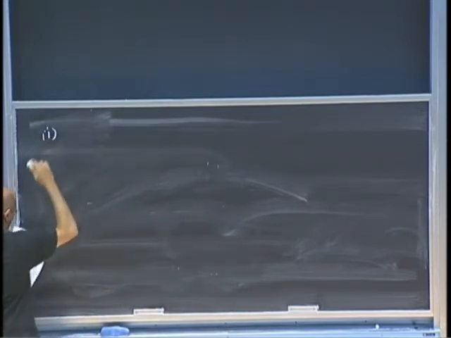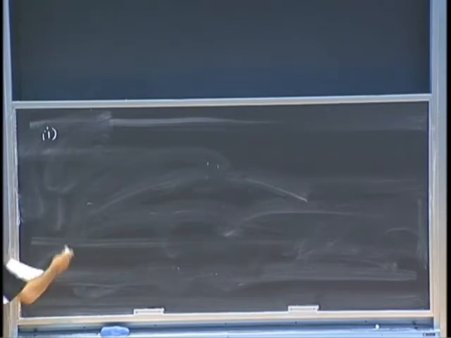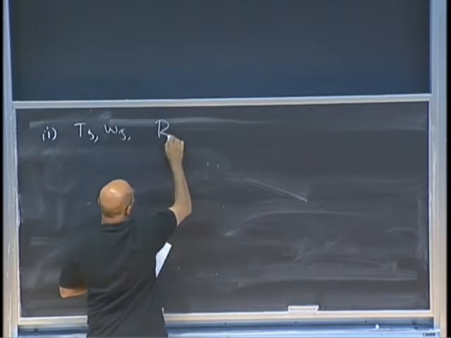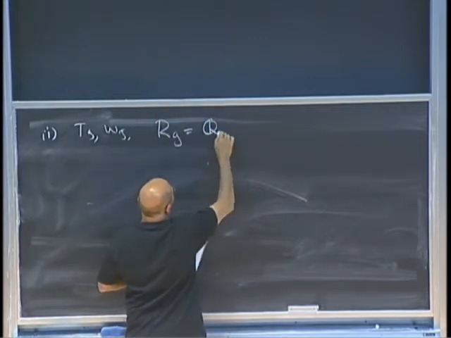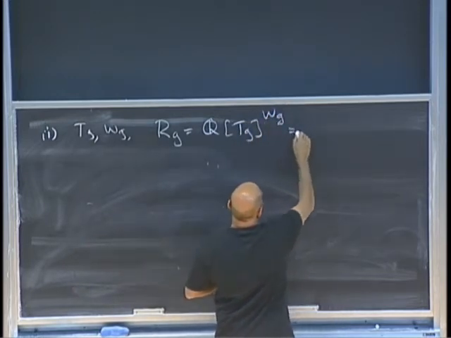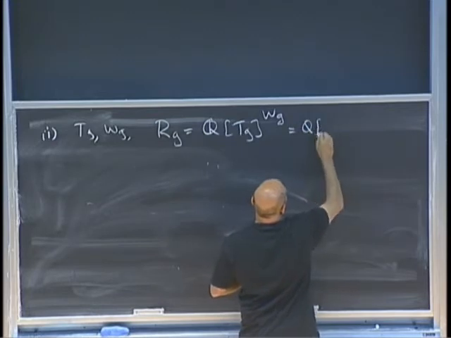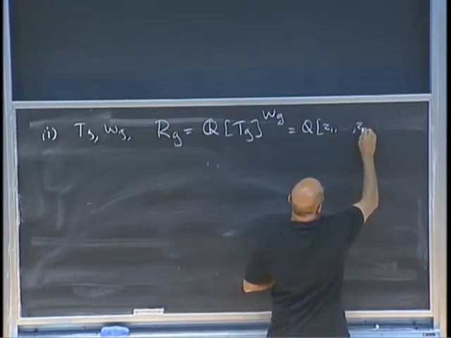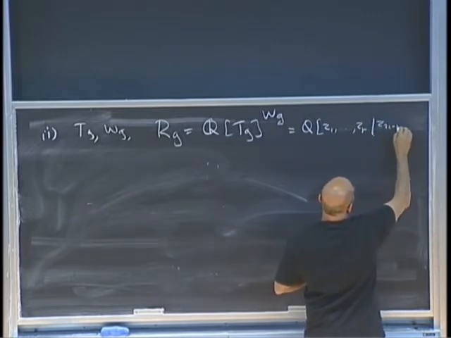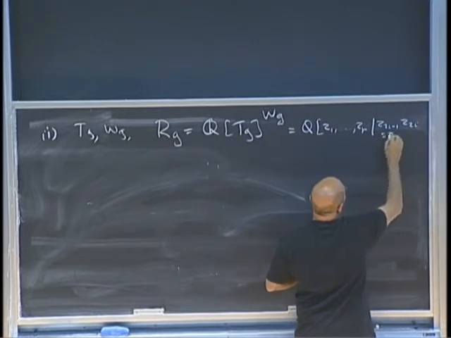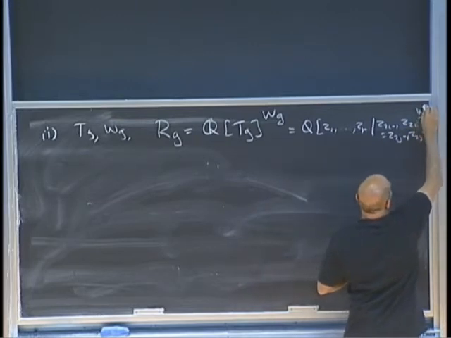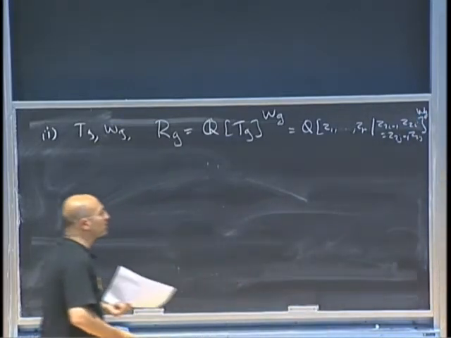So recall the notation Tg and Wg from last time. And I will define Rg is Q of Tg Wg. So if you remember, this is Q of Z1 ... Zr satisfying the relation Z_{2i-1} Z_{2i} is Z_{2j-1} Z_{2j}, and you take the invariant under this Weil group of the general symplectic group.